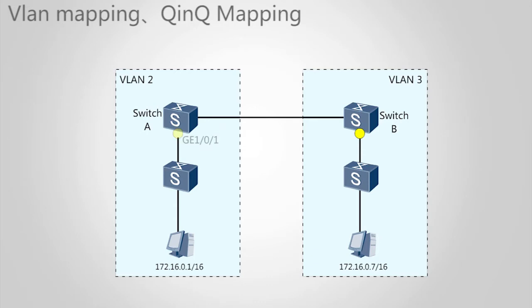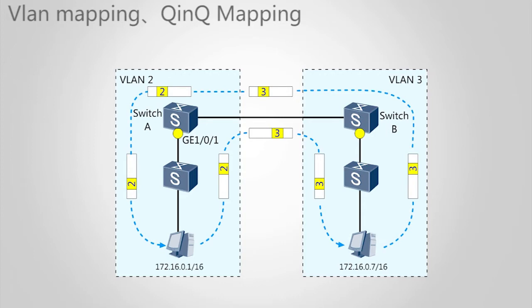VLAN mapping between VLAN 2 and VLAN 3 is configured on GE1/0/1. When GE1/0/1 sends frames from VLAN 2 to VLAN 3, it replaces the VLAN tag for VLAN 2 with a VLAN tag for VLAN 3. When GE1/0/1 receives frames from VLAN 3, it replaces the VLAN tag for VLAN 3 with a VLAN tag for VLAN 2. This procedure allows VLAN 2 and VLAN 3 to communicate.